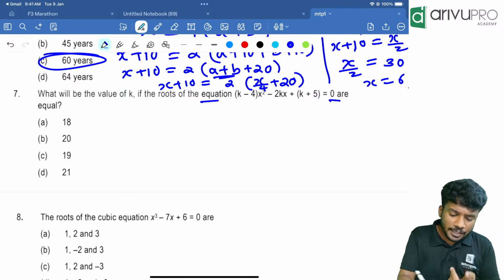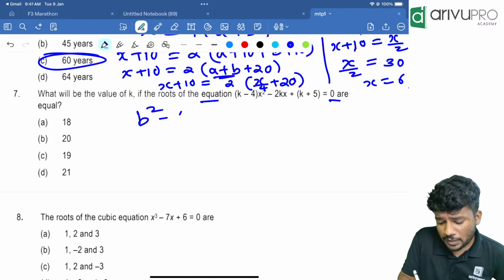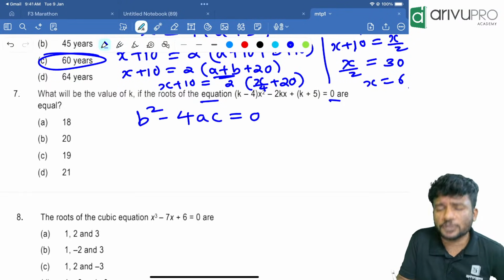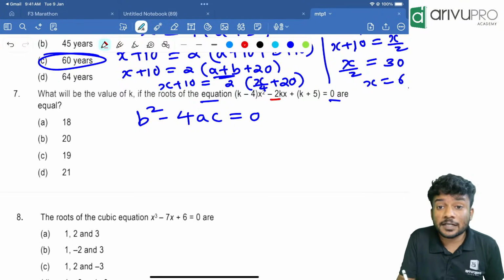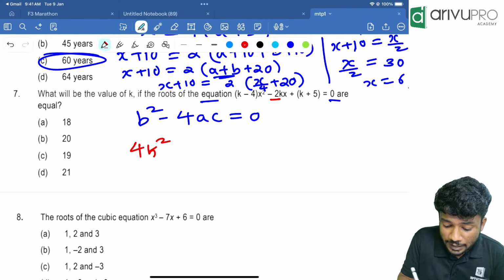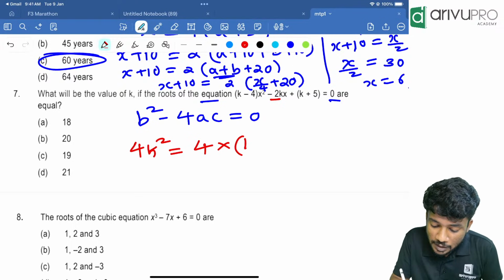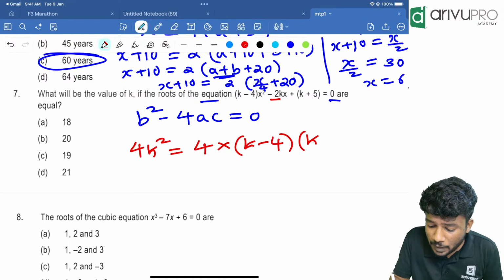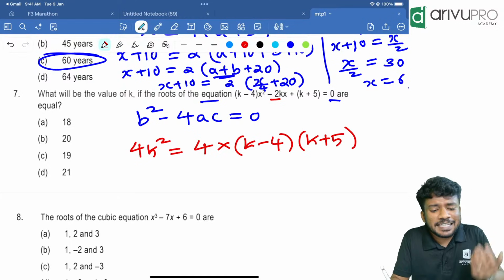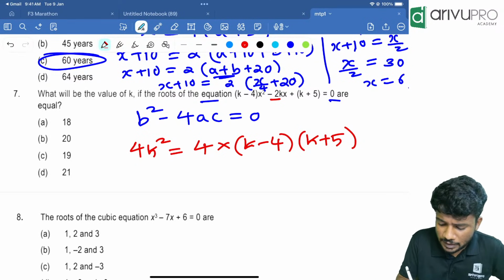Here roots are equal, right? Roots are equal means b square minus 4ac should be equal to 0. B square minus 4ac. B value is how much? Minus 2k. That means minus 2k the whole square is how much? 4k square is equal to 4ac. 4 into a is how much? K minus 4. Then c is how much? K plus 5. People, the easiest way to solve is from this step itself directly go for option hitting.